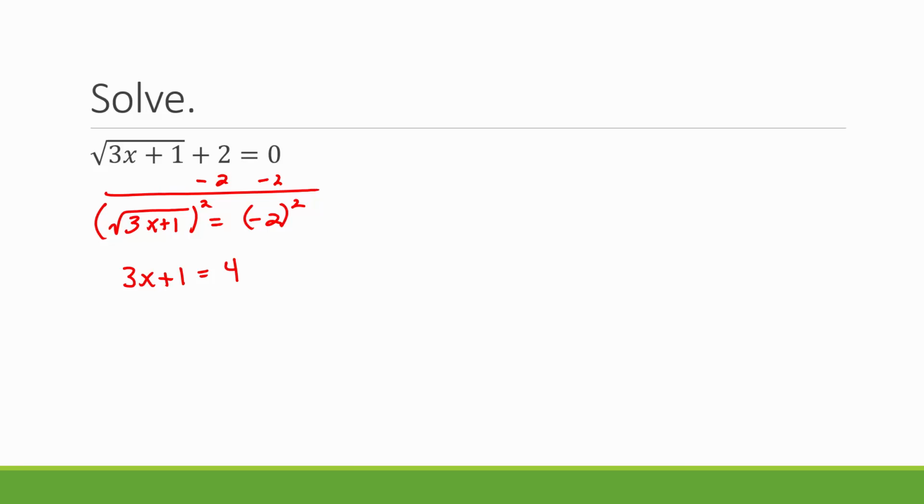Subtract 1 from each side. Divide by 3. And my solution that I have is x equals 1. Check your solution.